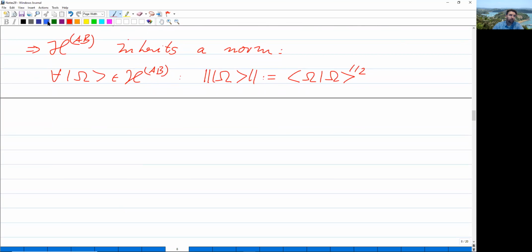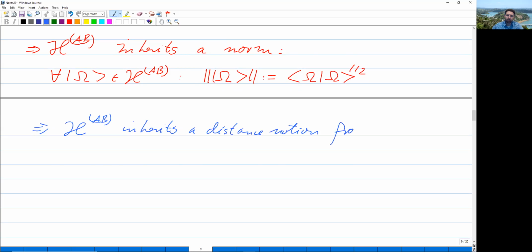So now we have a normed complex vector space, which also has a Hermitian conjugation, it has a dual, and so on. But from the norm, we obtain a distance. Therefore, HAB inherits a distance notion from HA and HB. How does that work?